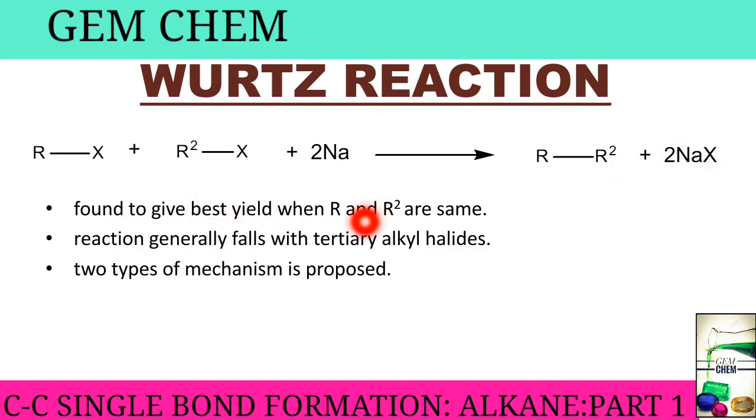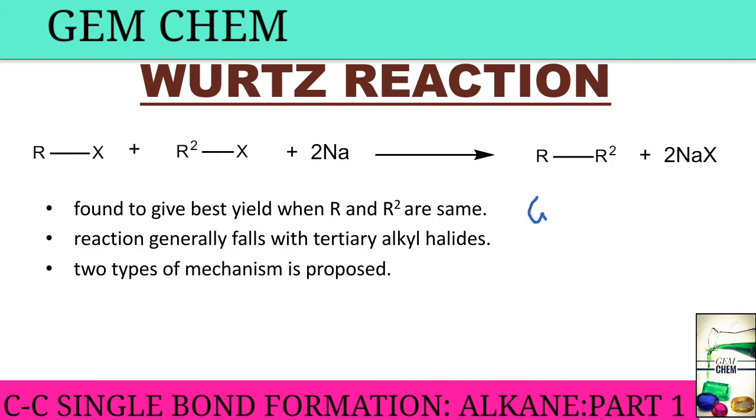Now it is found to give the best yield when this R and this R2 are the same, and the reaction generally fails with tertiary alkyl halides. There are two types of mechanisms proposed for this case. Now we should also know that the Wurtz reaction is for alkyl groups, right?